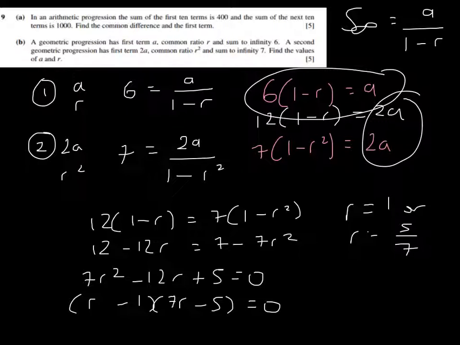So we've found the two values that are possible for R. Well, for it to be a sum to infinity, your R value has to be a fraction between 0 and 1. It could be negative as well, but in this case we've only got 1 and 5/7, so that one actually doesn't work. If you have an R value of 1, then your geometric progression will just be the same number, and it won't sum to infinity. So for it to sum to infinity, it's got to converge, which means that your R value has to be between 0 and 1.